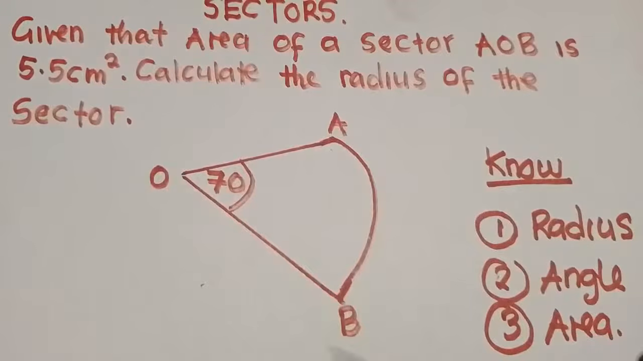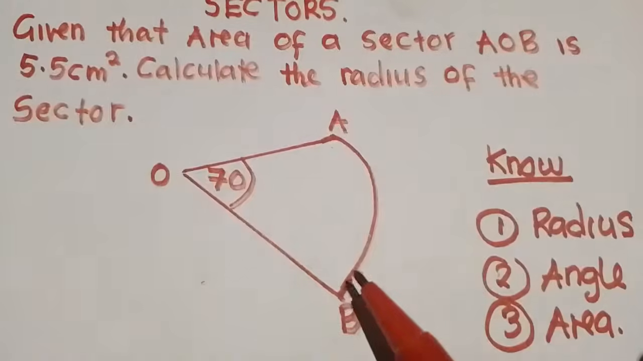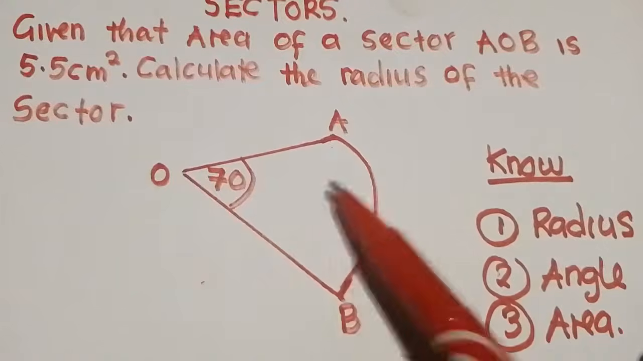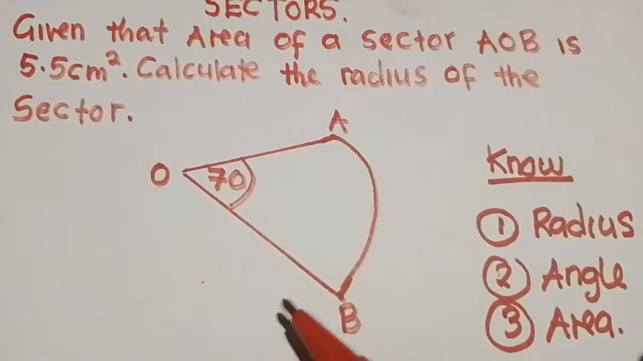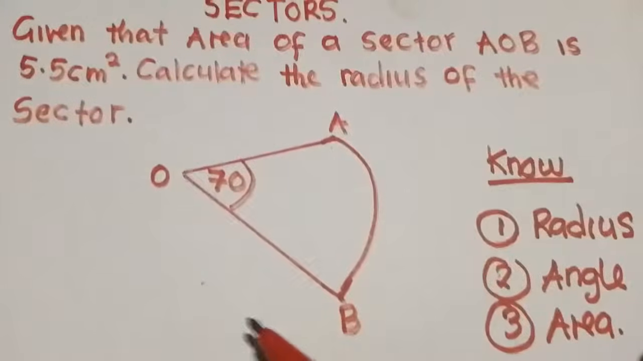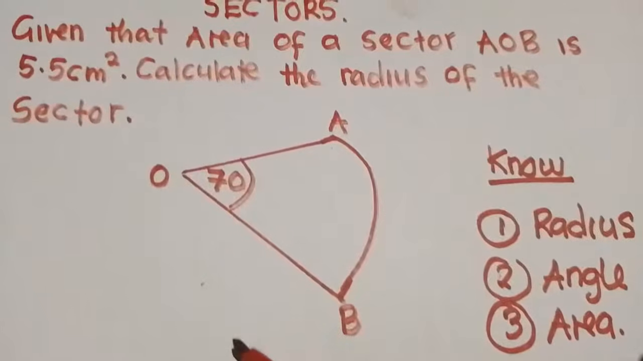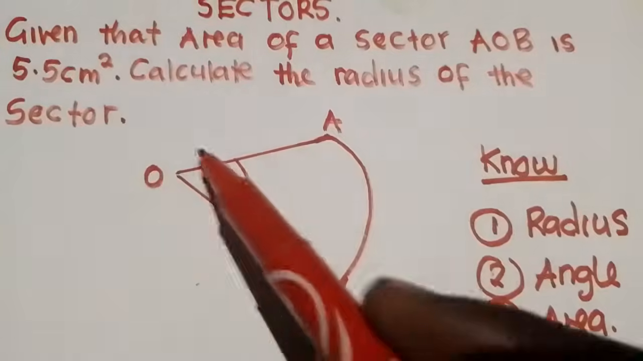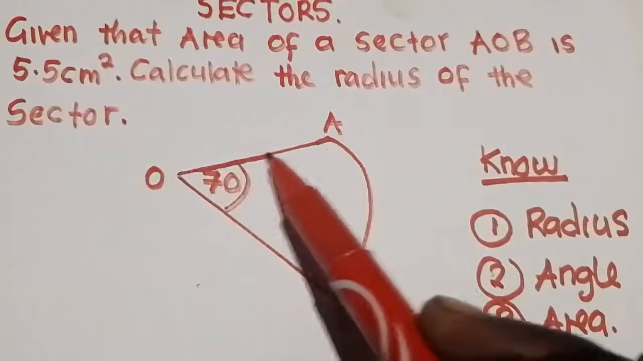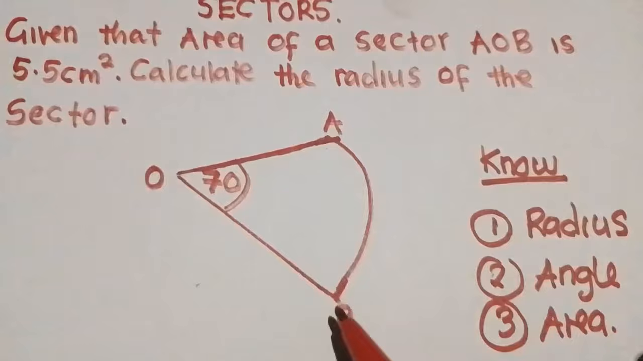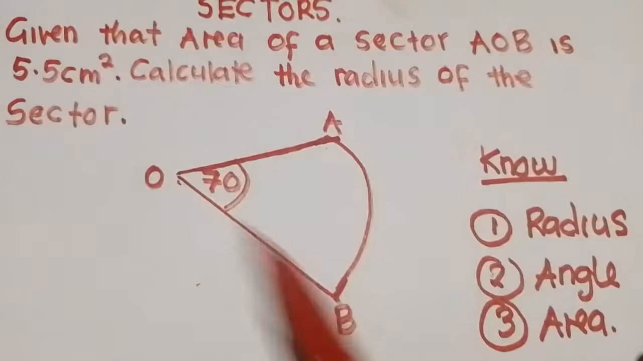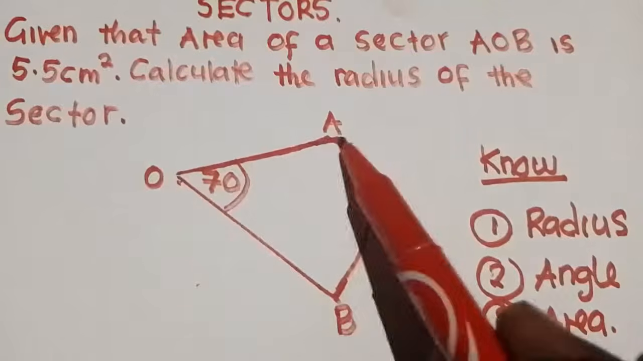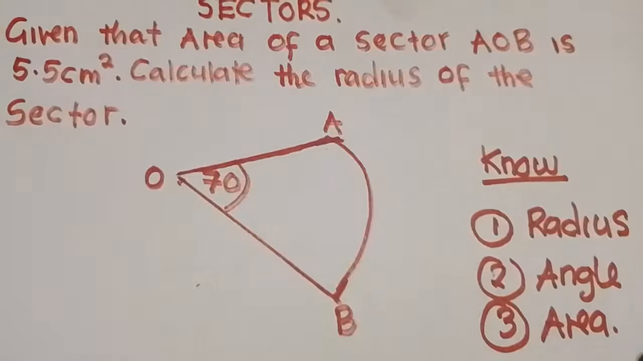A sector looks like this. This is how a sector looks. As you can see, it has come from a full circle, and then we just get a certain part of the circle. This is a radius, the line from here to there. The distance from there to there and from there to there are the same.